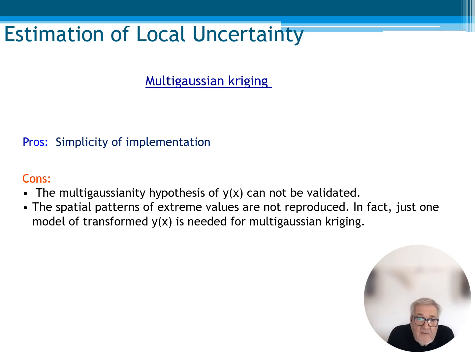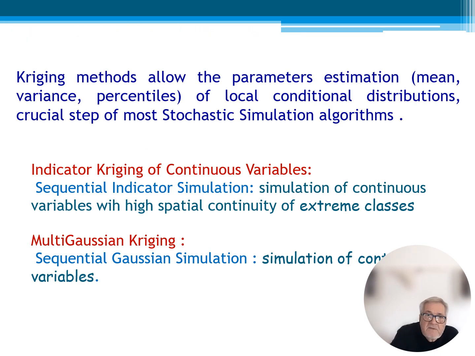The second is that the spatial patterns of extreme values are not reproduced. In fact, just one model of the transformed variable y is needed for Gaussian kriging. That's why it is very simple to implement.